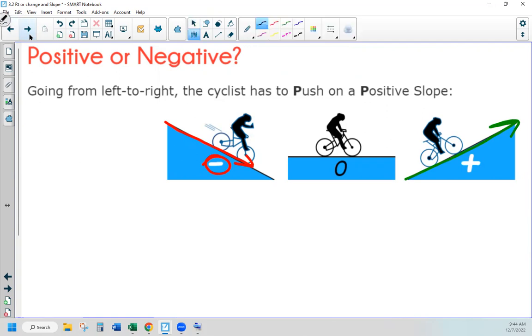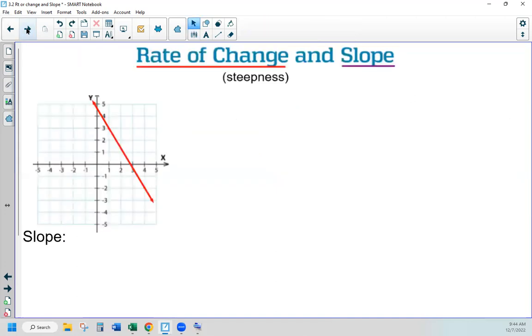Then we're going to talk about what happens when your road is flat. 0. Ooh, that sounds interesting. We're going to talk about it in a second. All right, so I want you to pause it right now. Choose 2 points right here and find the rise over run. Do it.